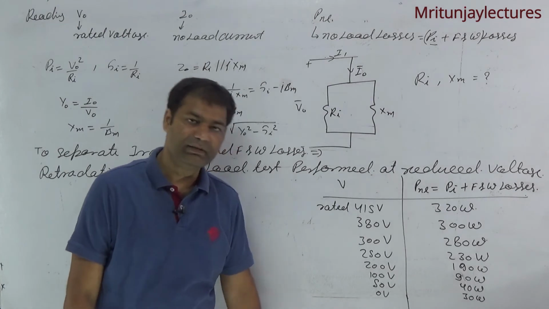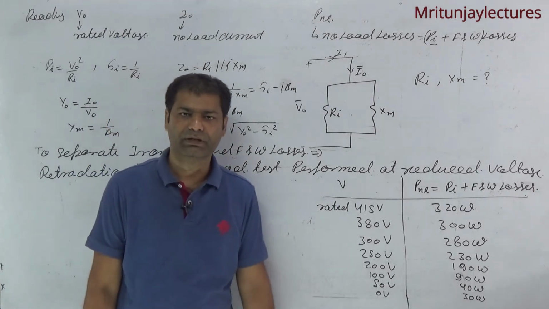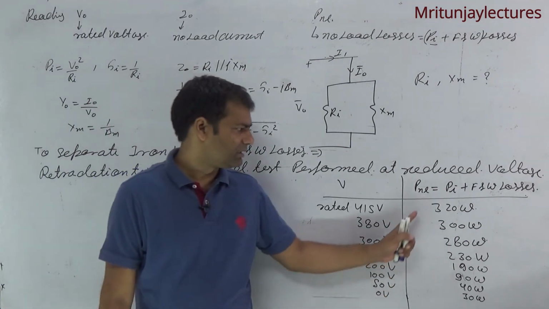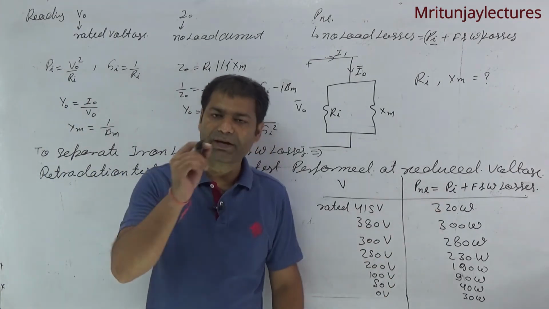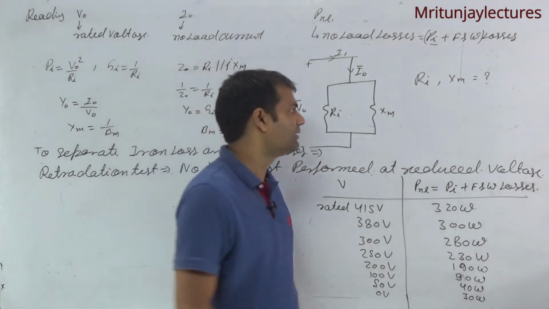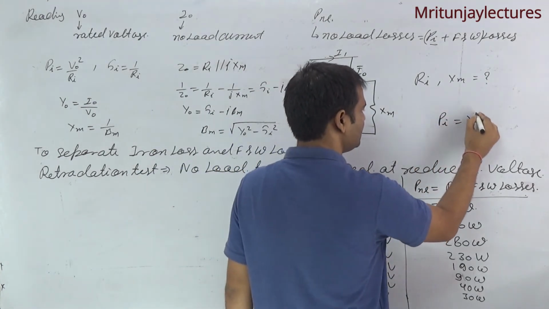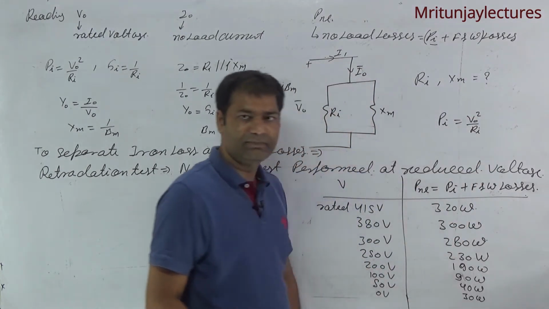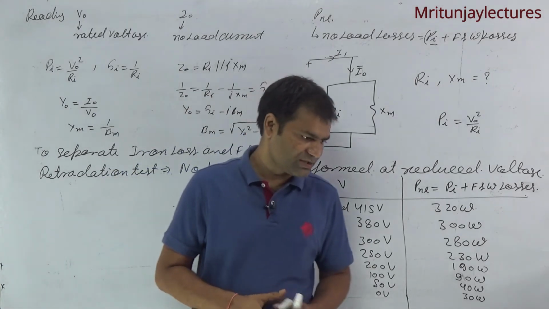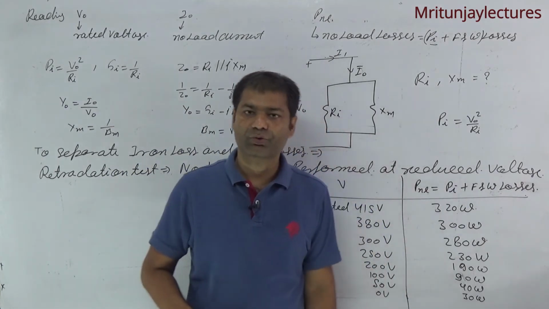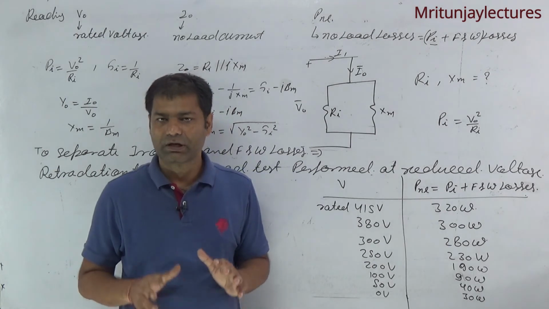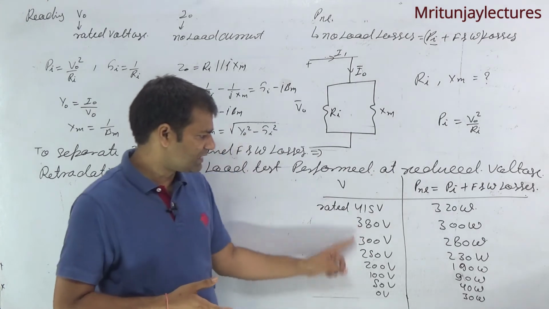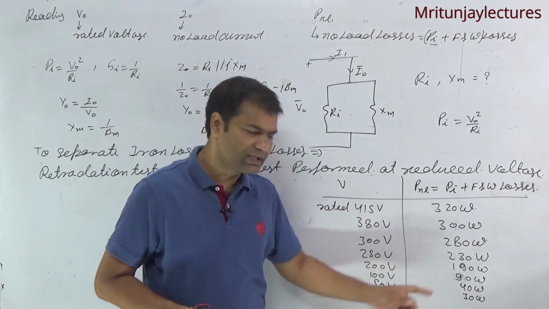With the help of the experiment, theoretically, if the voltage is reducing, you can say that Pi depends upon the voltage. I know that Pi is equal to V naught square divided by Ri. If V naught changes, then Pi changes, so the no load loss also reduces. If the voltage is reducing, then the losses are also reducing.